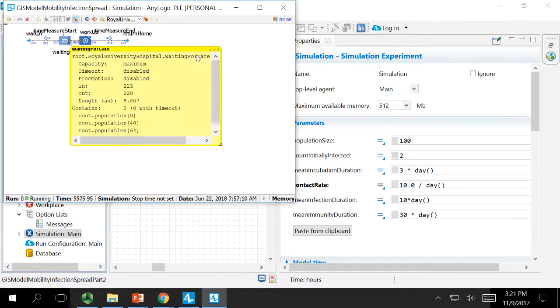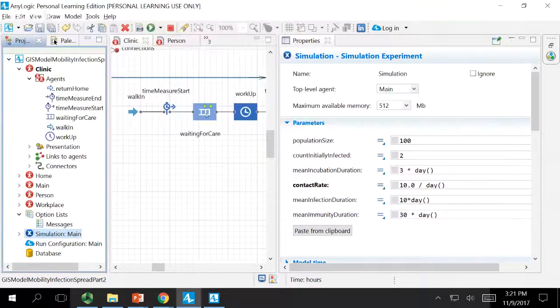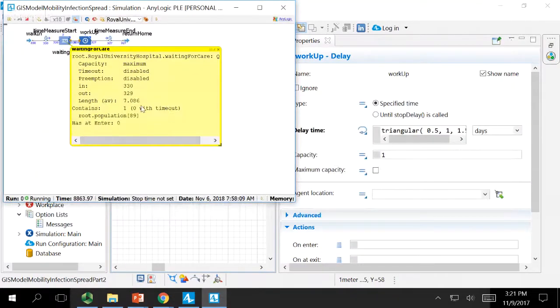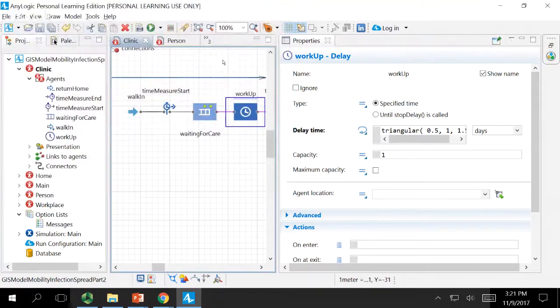So what did I do? Ladies and gentlemen, I went and I changed the simulation to be 10 contacts per day. I further changed this workup to wait on the order of days. And you'll notice that there are a lot more people in the queue. People are waiting for longer time to get treated. And while they're in the queue, they're potentially spreading infection. So that shows some interplay between the two.